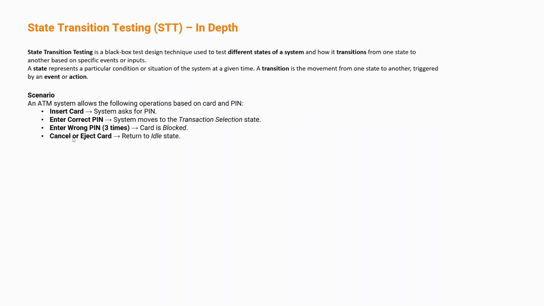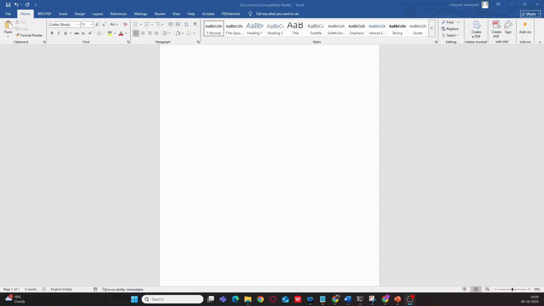Okay, now you have to write test cases to validate the ATM machine based on the state transition technique. The first step here is to identify the states and the transitions. Okay, in this case we can have these states and transitions.